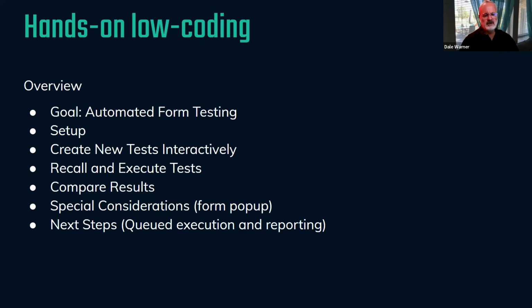And then the next steps. We'll talk about where we're going in the future, being able to create a queue of execution and reporting. So if you have a form that you want to test in 10 different ways, or 10 different forms that you want to test in 10 different ways, that's where we'll be going in a future episode of Low Code Cafe. But we'll at least point out that's the next step from what we've put together today.